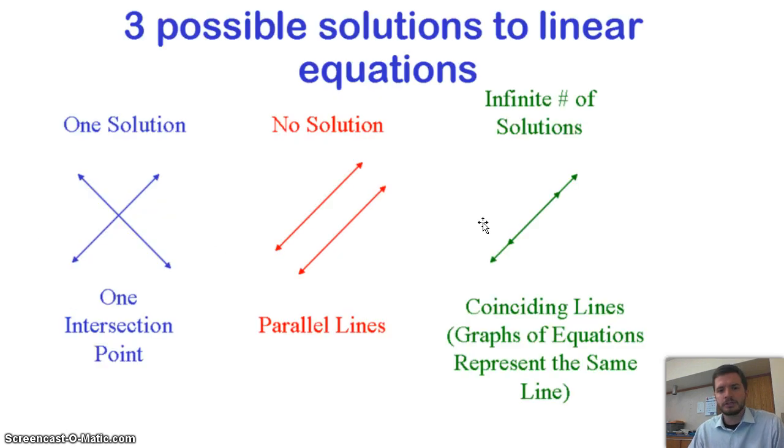This is getting more into what I was talking about in the vocab section. We've got three possible solutions to these linear equations. If you have one solution, it's going to look like this, where they're crossing once, one intersecting point. No solution, where you have parallel lines, just like that. And then an infinite number of solutions when they're overlapping, coinciding lines. They're going to share every point on that line. Make sure you graph these as well if you didn't get them down for the vocab.